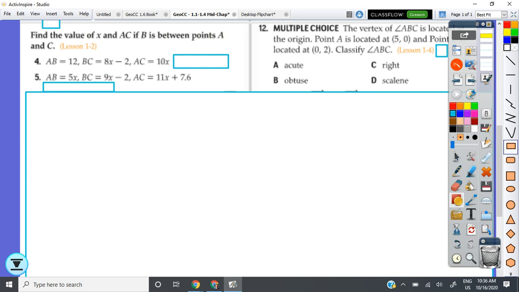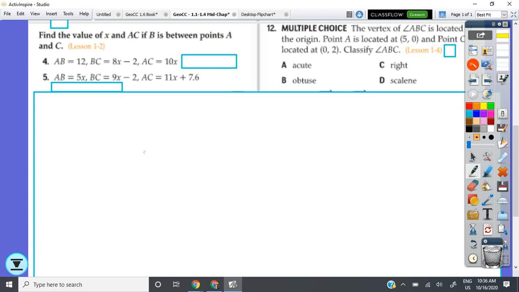Okay, again, very similar. Still the same direction, so this is number 5. We have A, B, C. Oh, also, let me back up a second here.